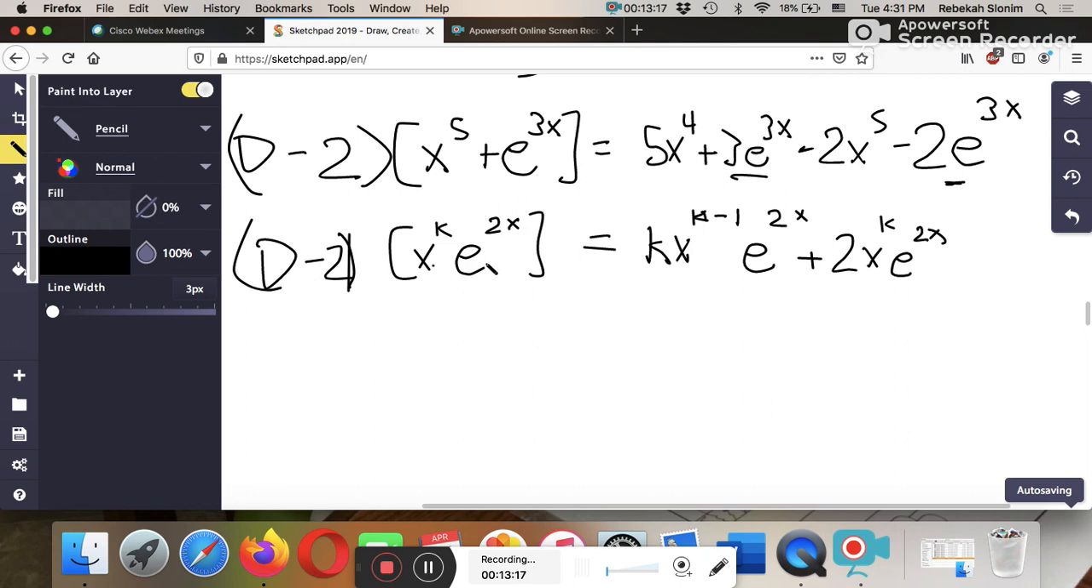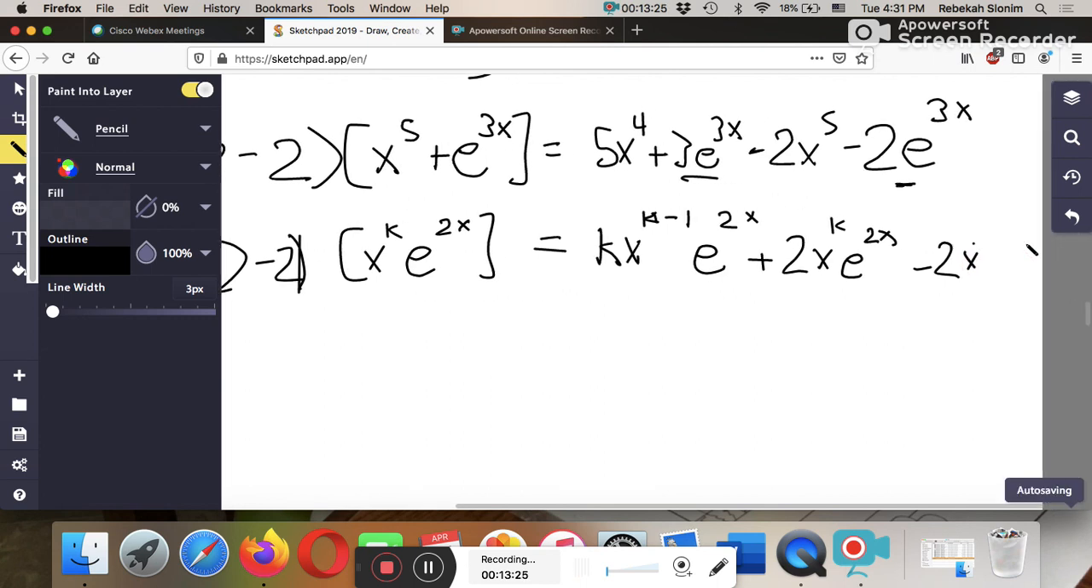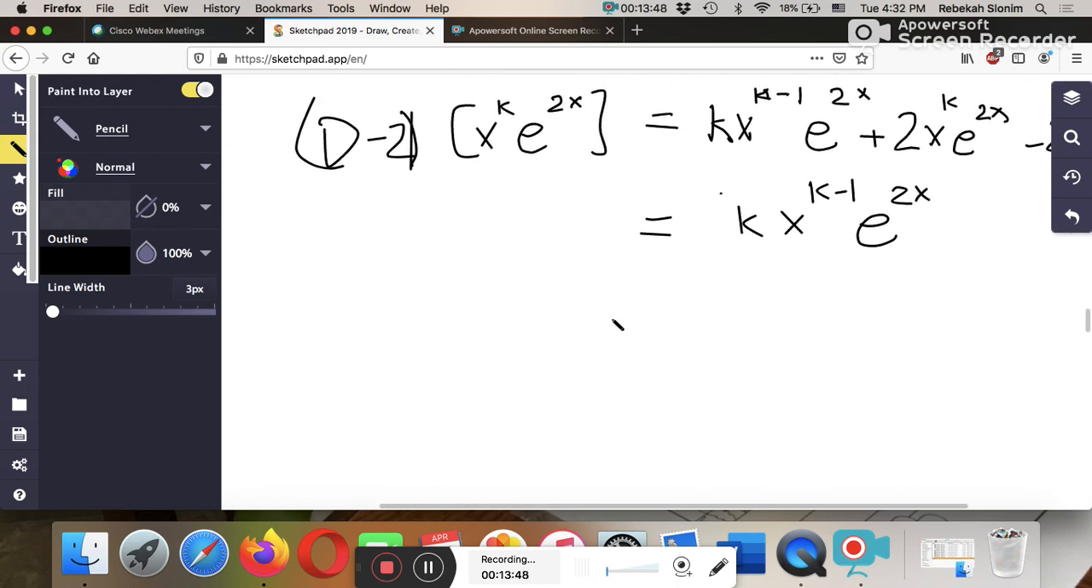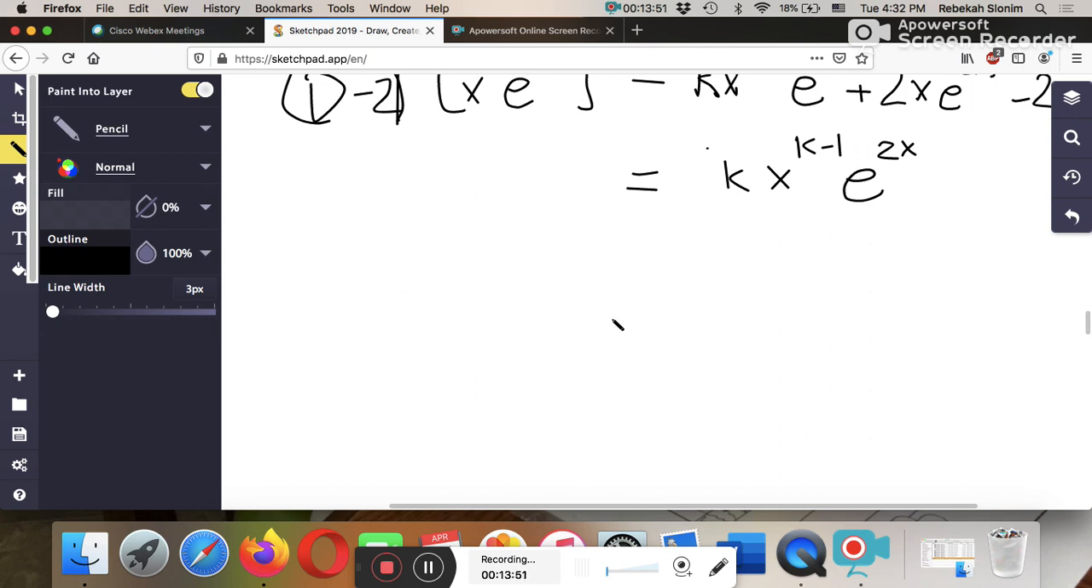But then we need to subtract 2 of the original thing, minus 2 times x to the k e to the 2x. And what do I see? I see that 2 of these terms are going to cancel, and I just end up getting k x to the k minus 1 times e to the 2x. Okay, so that's interesting. This is going to turn out to be important later. Okay, for now we'll leave that at that as just some practice with these operators.